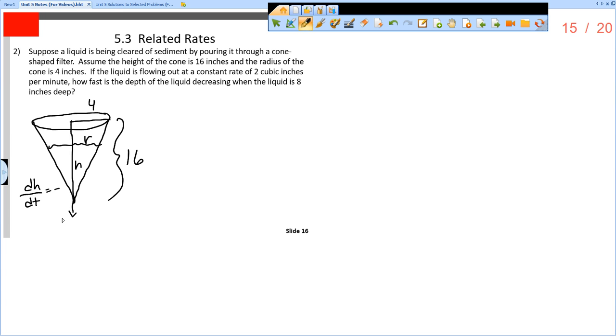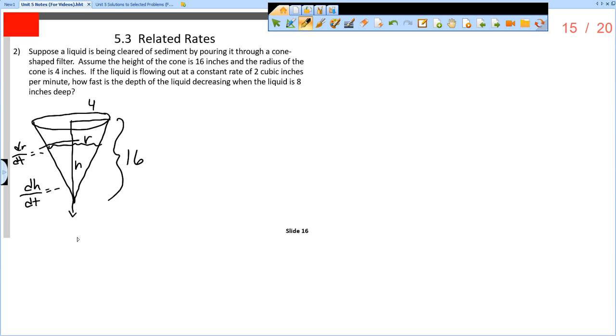That is some negative number, right? And then the radius is changing, right? Because as the level of liquid falls, the radius is going to change. And so then there is a dr/dt, which is also some negative number, right? Because it is decreasing, right? The radius is getting smaller as the liquid flows out.